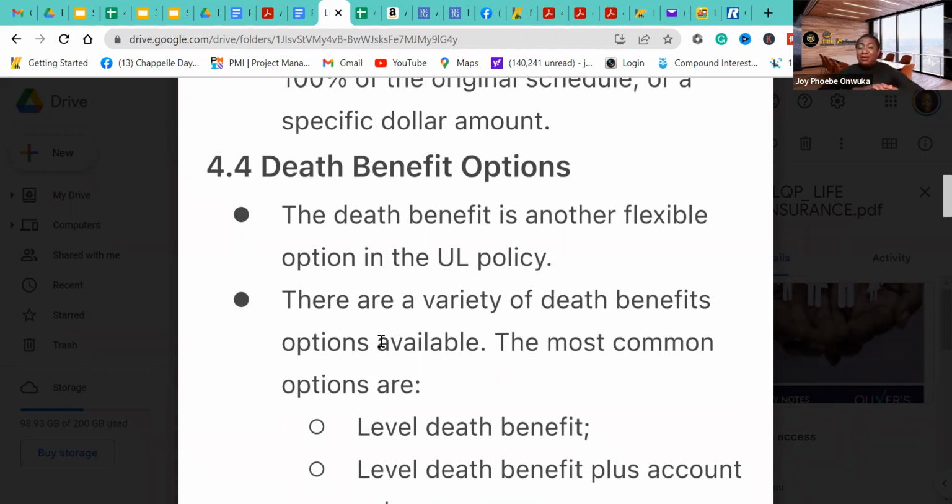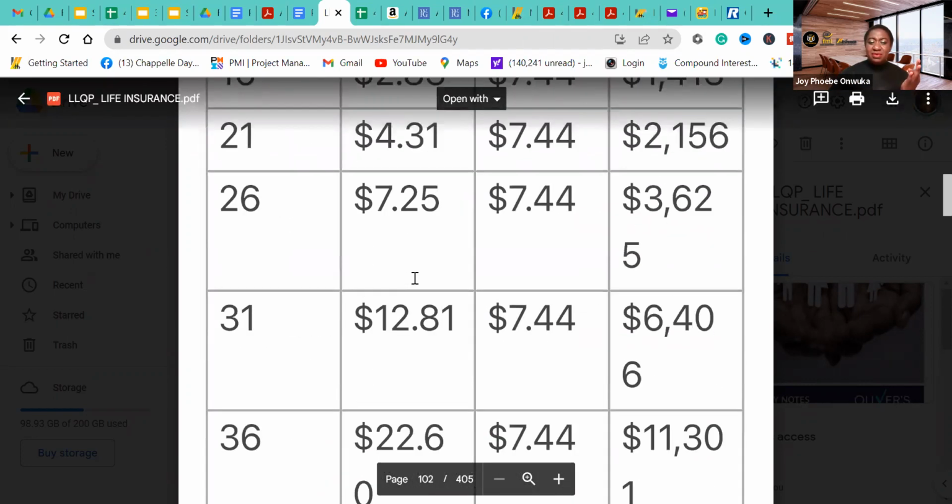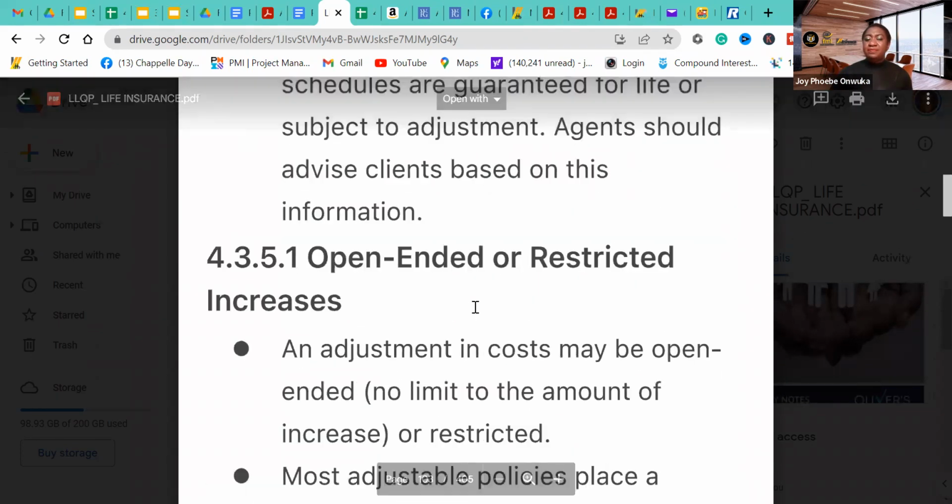All right, guys. Now, I don't want us to continue into another terrain without telling you guys that we've closed the curtain on cost of insurance, all right? And we've talked about the difference. I actually had this conversation a couple of days ago with one of my team members. We were looking at the different types of cost of insurance, which is YRT, level cost of insurance, and adjustable, guaranteed versus adjustable mortality deductions. Those are the three ways we can specify cost of insurance.